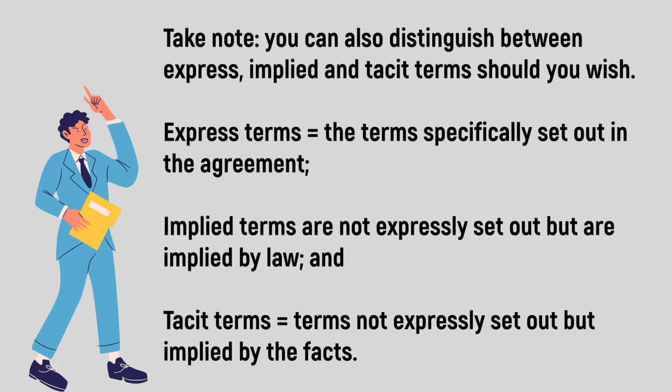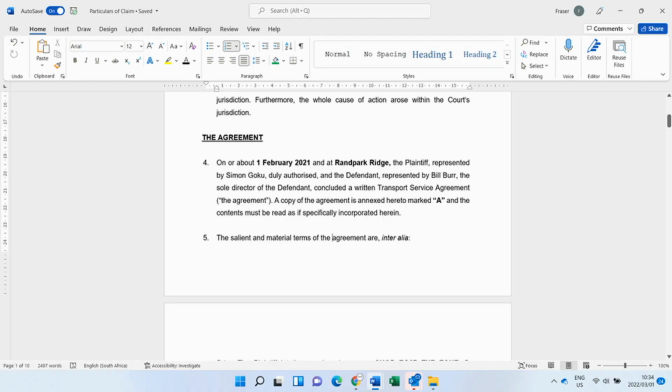Take note that you can also distinguish between express, implied, and tacit terms, should you wish. Just briefly, express terms are the terms specifically set out in the agreement. Implied terms are not expressly set out but are implied by law, and tacit terms are terms not expressly set out but implied by the facts. More on this in a later episode. Paragraphs 4 and 5 will look as follows.